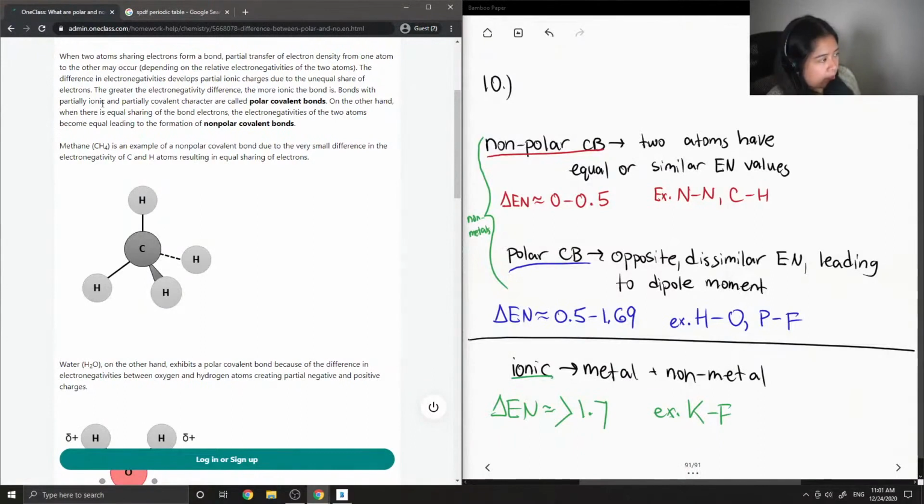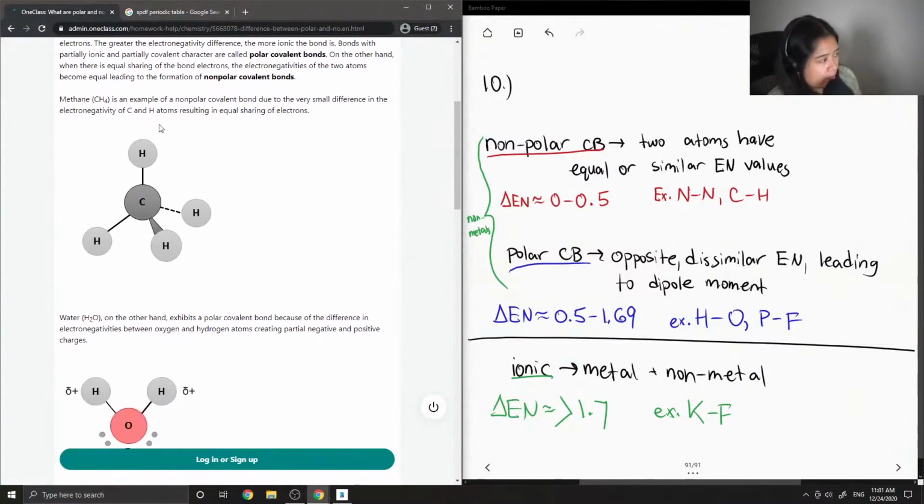Bonds with partially ionic and partially covalent character are called polar covalent bonds. On the other hand, when there is an equal sharing of bond electrons, the electronegativities of the two atoms become equal, leading to the formation of nonpolar covalent bonds.